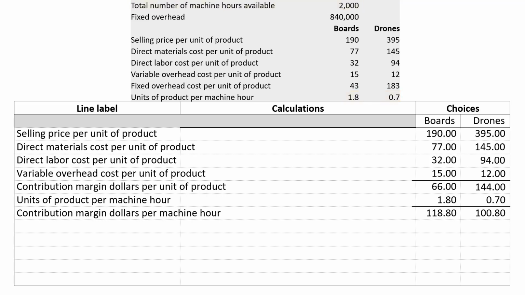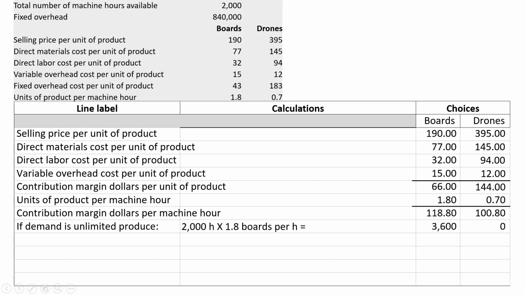If we assume that we can sell as many boards as we can make, how many boards can we make? We have 2,000 machine hours available, and we can make 1.8 boards per hour. 2,000 hours times 1.8 boards per hour is 3,600 boards. If we can sell 3,600 boards, then our optimal product mix is 3,600 boards and 0 drones. We'd use all of our limited machine hours to make our more profitable product.